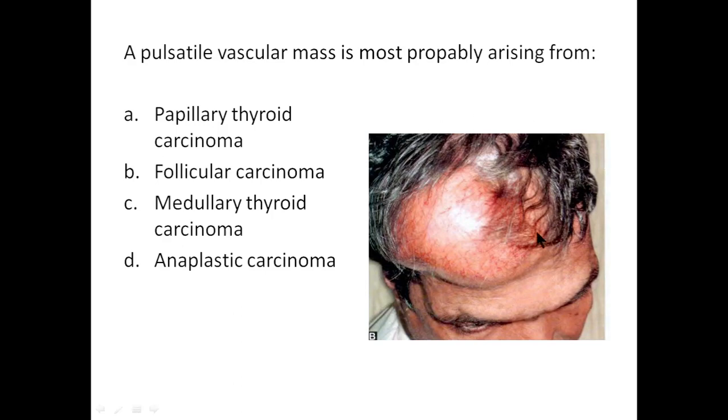ده طبعا منظر لميتاستاسيس في السكال، وبيقول لك: pulsatile vascular mass, most probably arising from papillary ولا follicular ولا medullary? Of course it is coming from follicular carcinoma. Go for B.